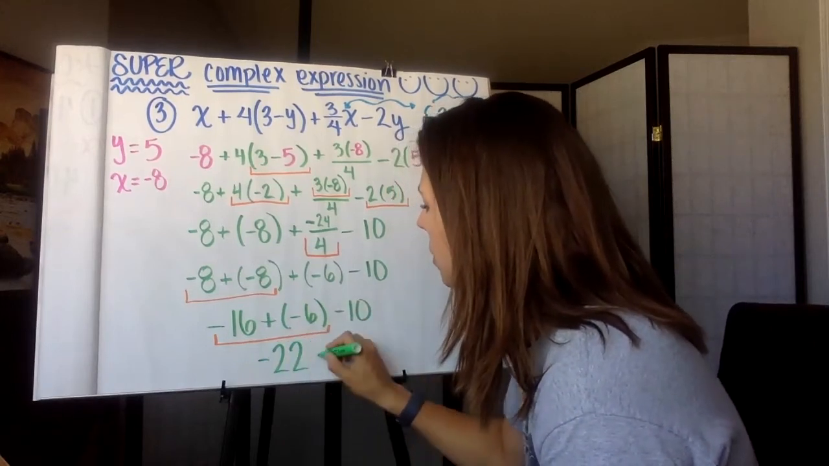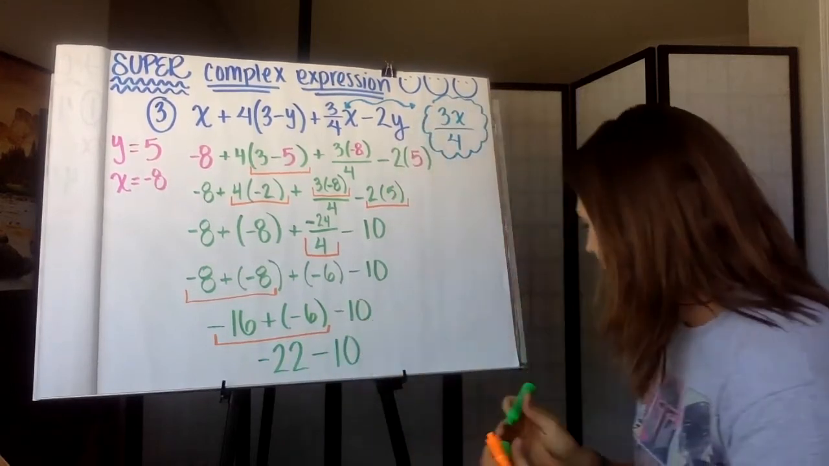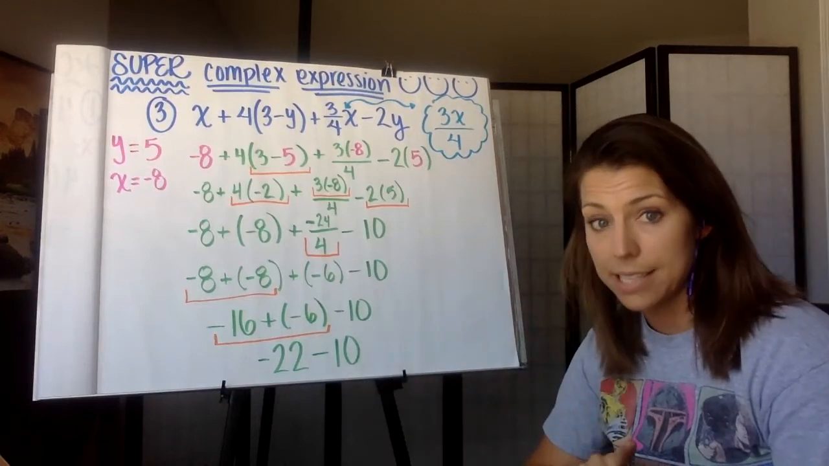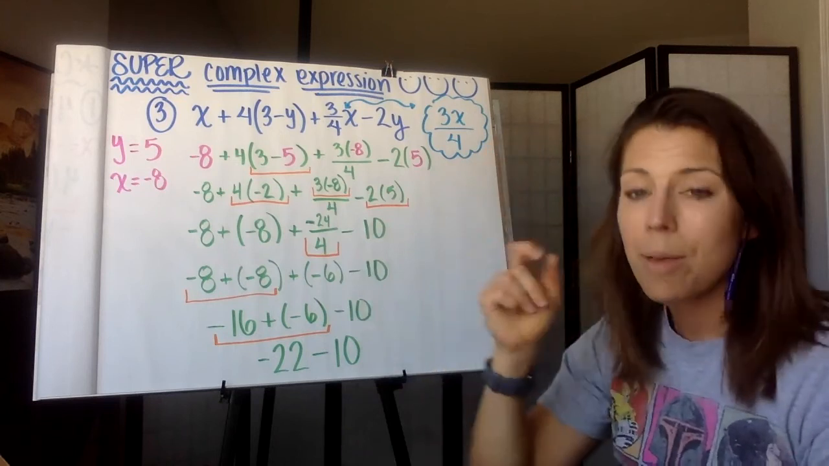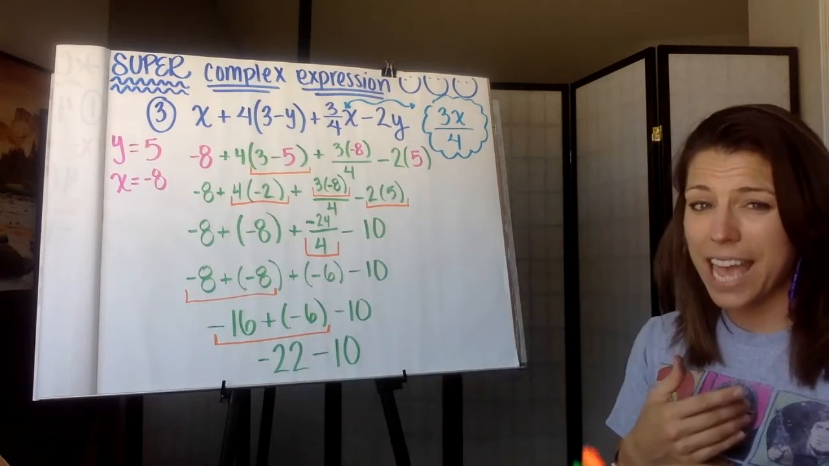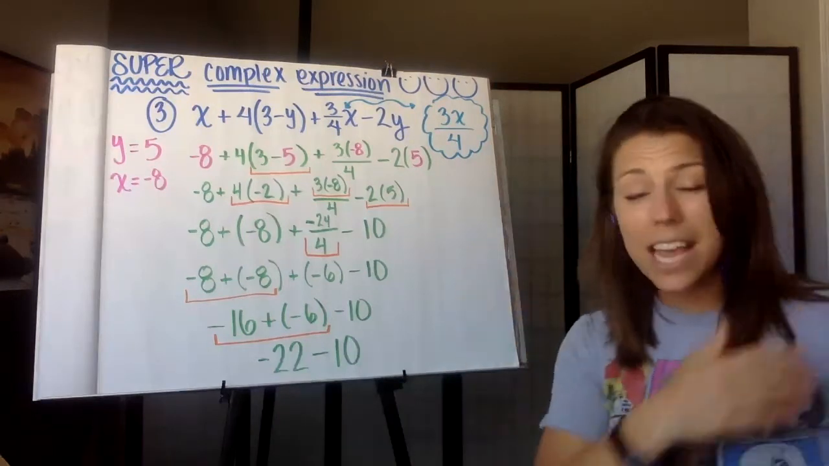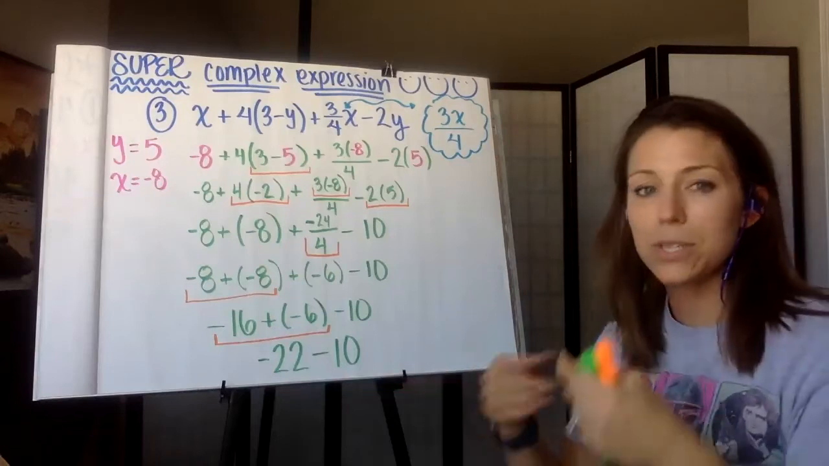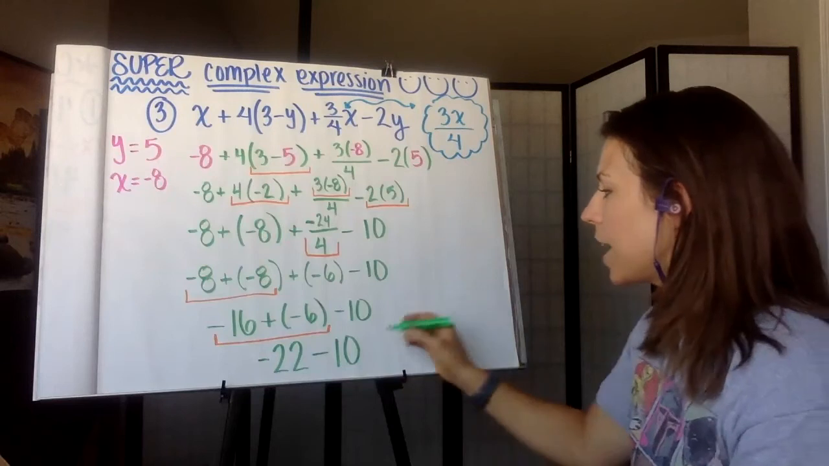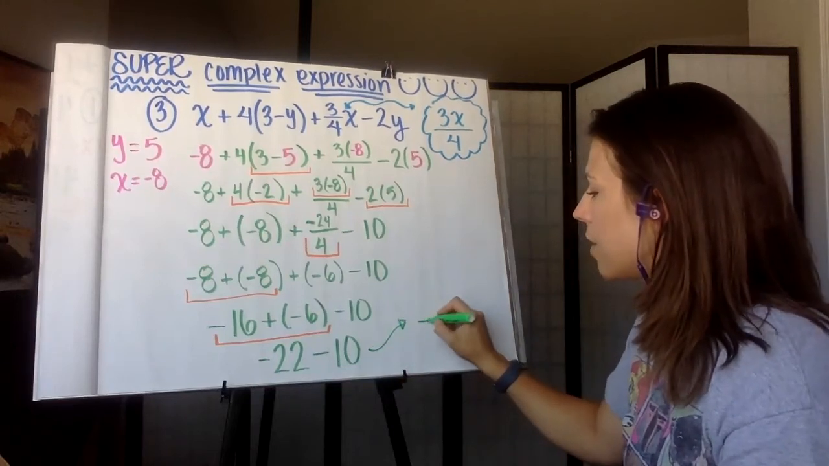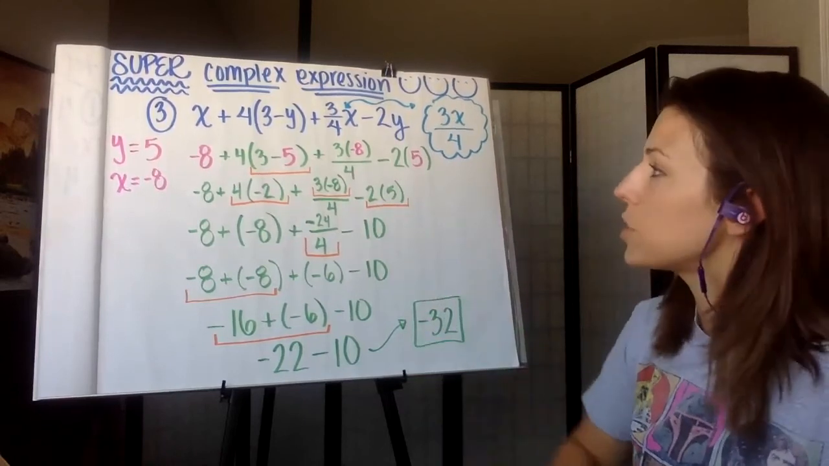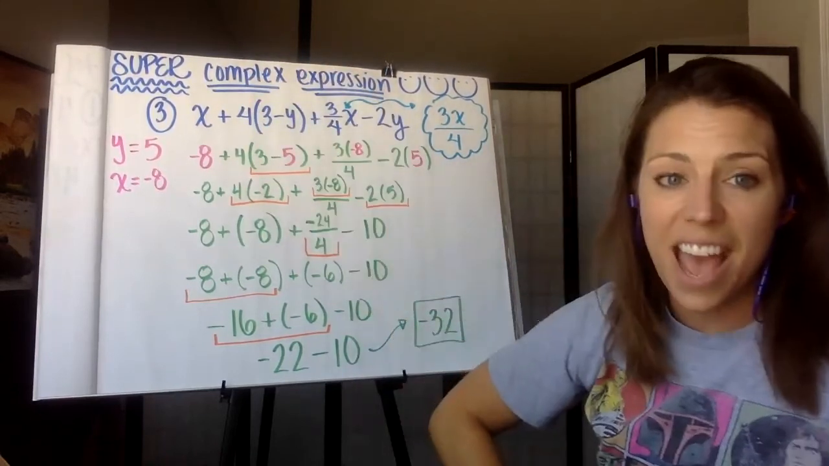Oh, I'm almost out of room. -10. Now, this last step could be a little bit tougher because your brain sees minus, it's immediately going to jump to 12. But careful, this is a -22, which means when you're subtracting 10, you're actually going further negative on the number line. So that's like -22, -23, -24, -25, all the way until you hit -32. And that is our value for the expression when y is 5 and x is -8.